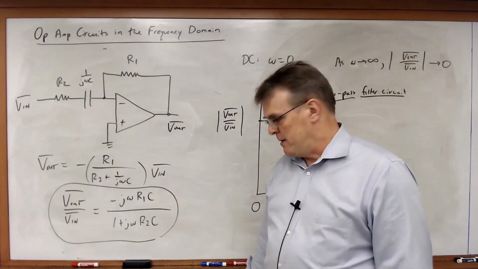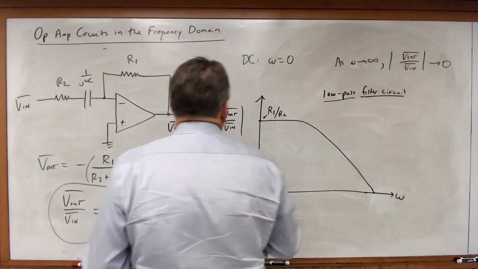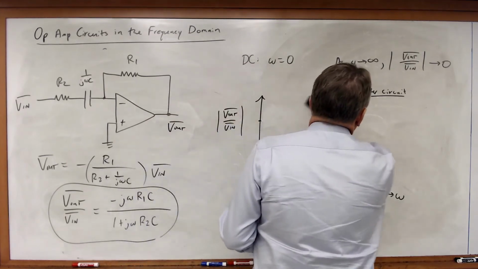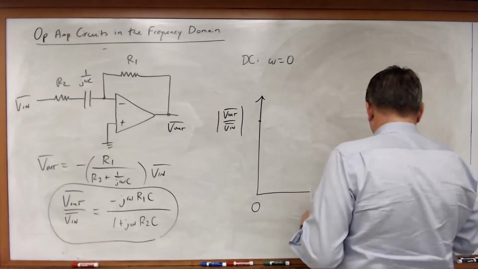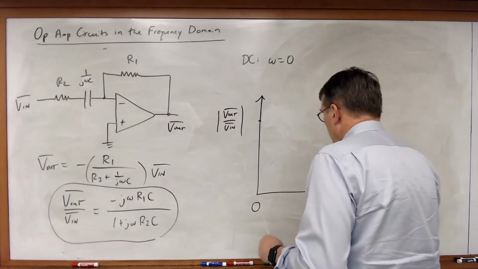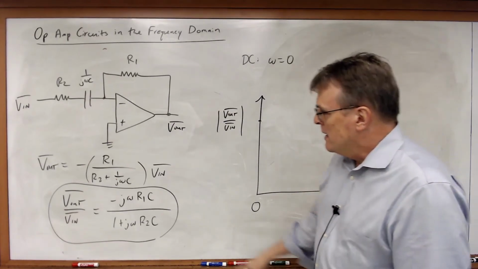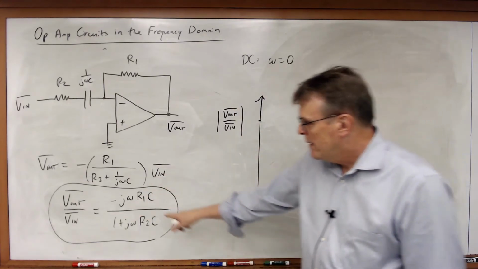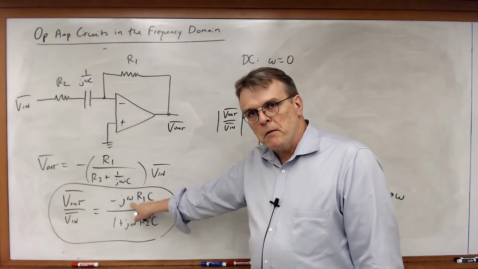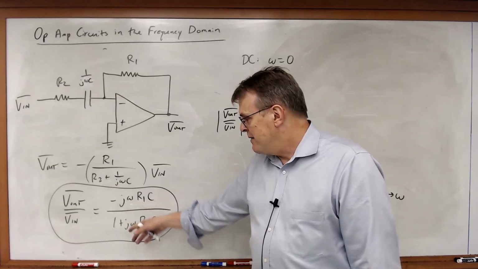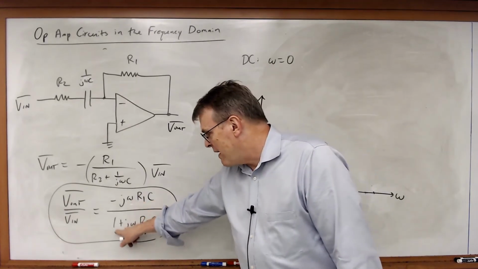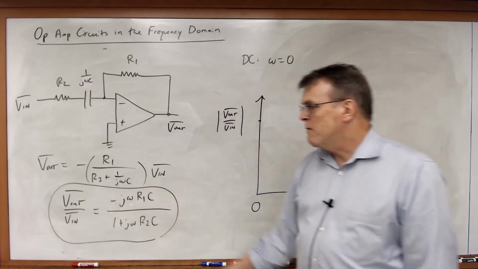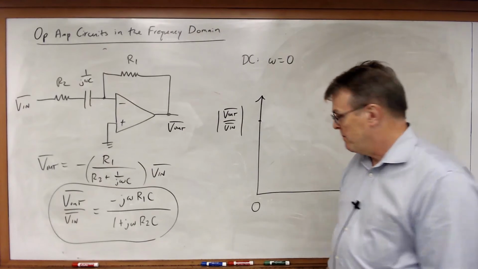So let's look at this for a moment. How is this circuit going to behave when I sketch it on a graph like this? All right, let's assume we're at DC. Omega is equal to 0. The numerator is equal to 0. So I've got 0 divided by 1. That term is equal to 0. And so V out over Vn is equal to 0.